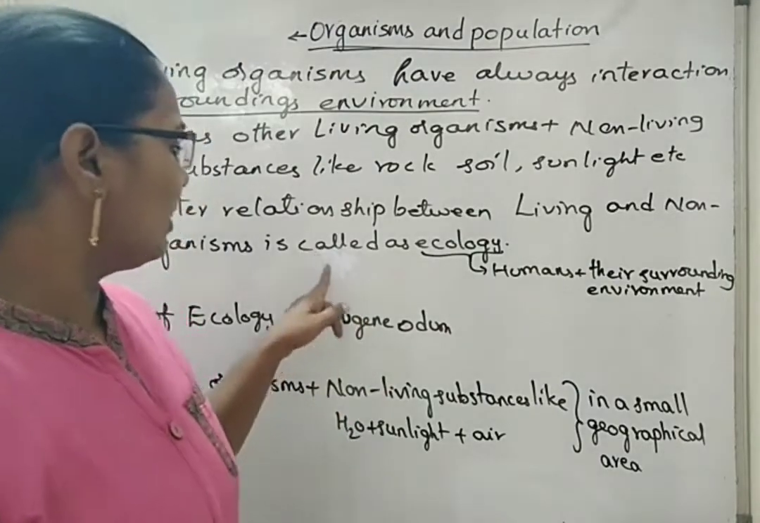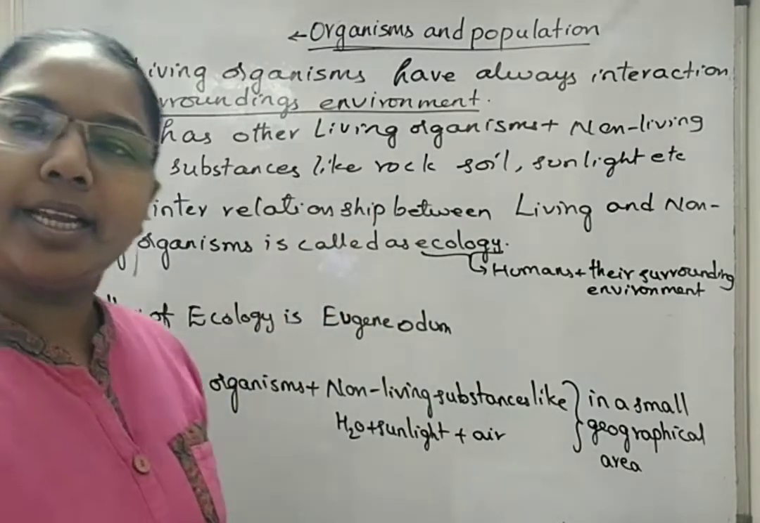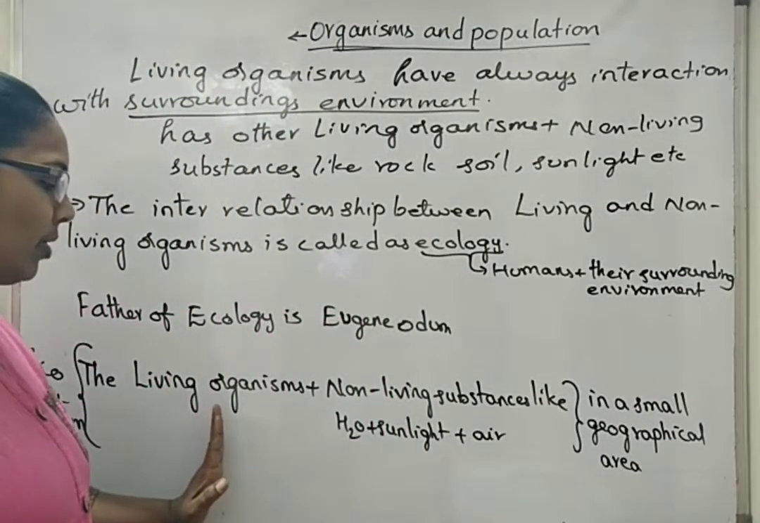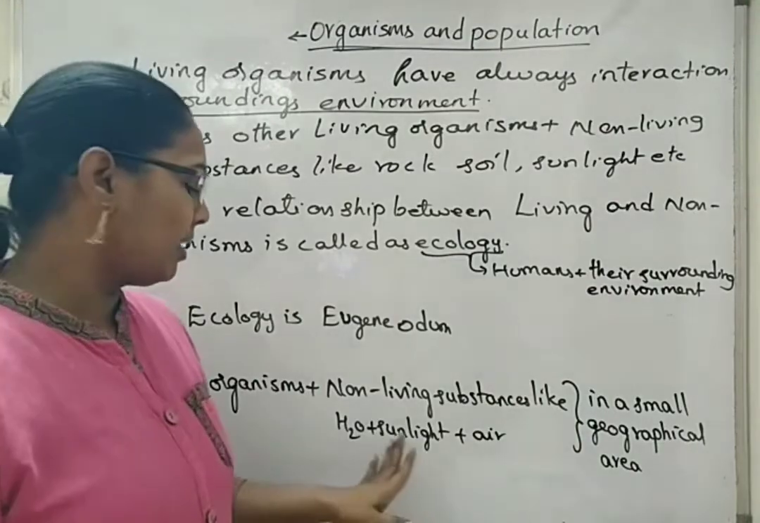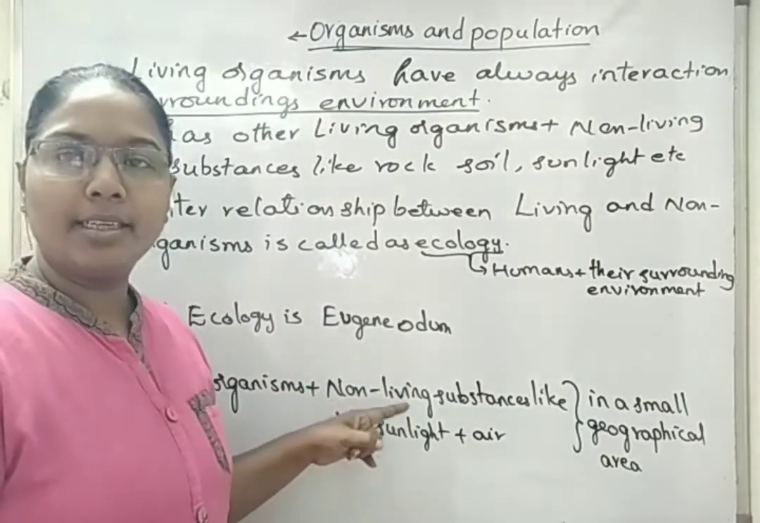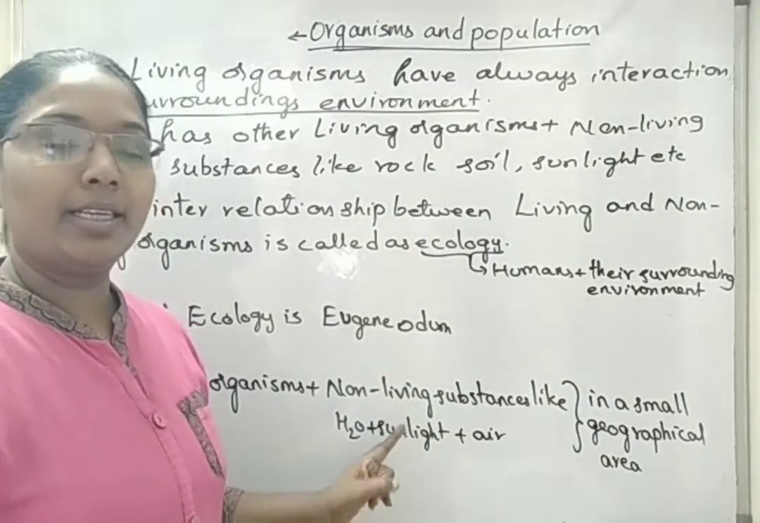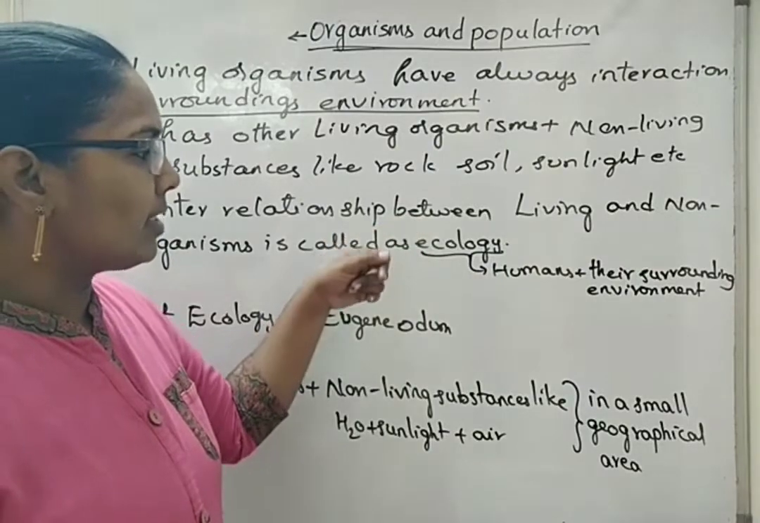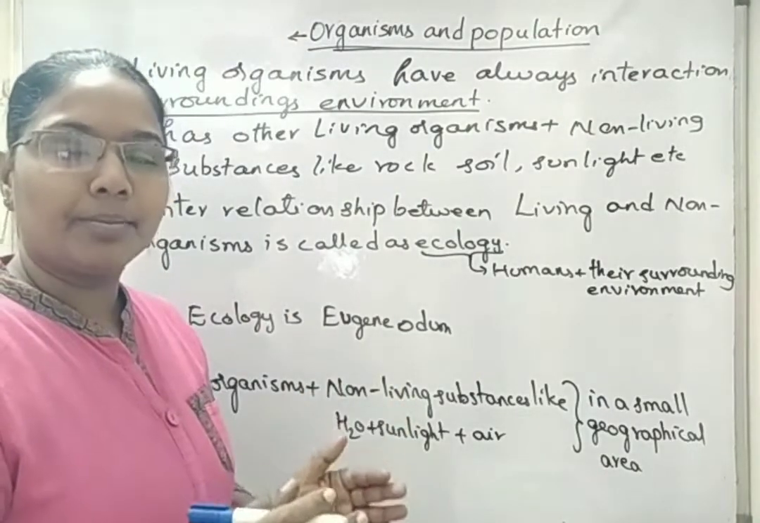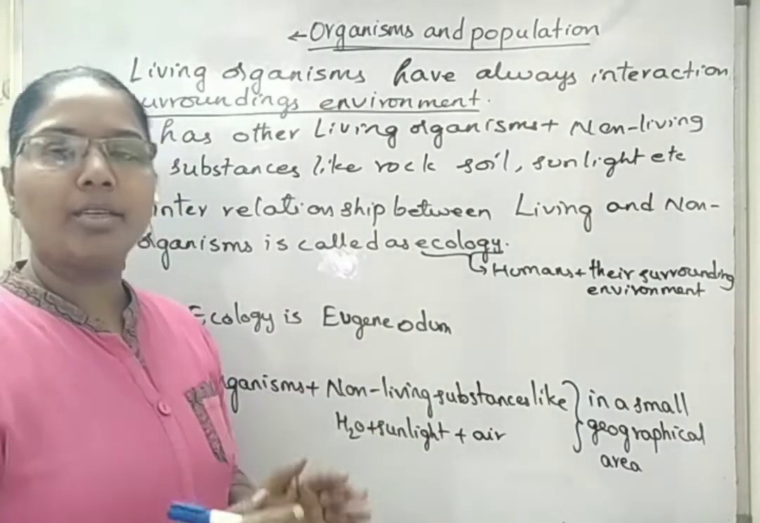Then what is the difference between ecology and ecosystem? In ecology, we are reading the relationship between the living and non-living organisms. But what is meant by ecosystem? Ecosystem is just the living organisms along with the non-living substances like water, sunlight, air, in that small geographical area. Here we are not mentioning the interrelationship, though internally the interrelationship exists. Specifically, the interrelationship between living and non-living substances is read with the term ecology, but just the living and non-living organisms together are called an ecosystem.